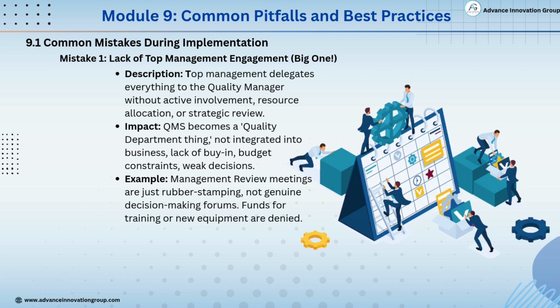Mistake 1. Lack of top management engagement. The big one. Description. Often, top management simply delegates all responsibility to the quality manager, without any involvement in resource planning, strategy, or oversight. Impact. This leads to the perception that QMS is just a quality department's job. There's no business-wide buy-in, decisions are weak, and budget constraints hit hard. Example. Management reviews become rubber stamp meetings, not actual decision-making forums. Training and equipment requests are often rejected due to lack of understanding and support.